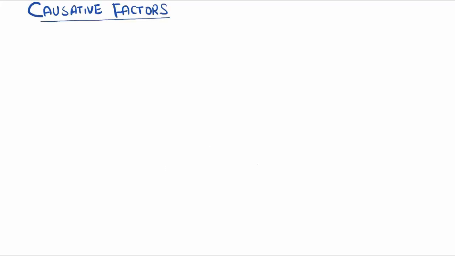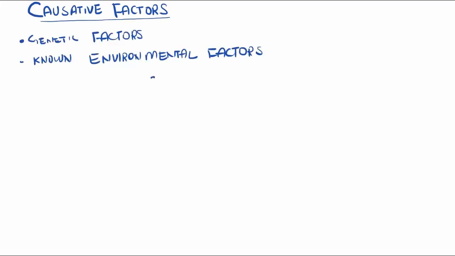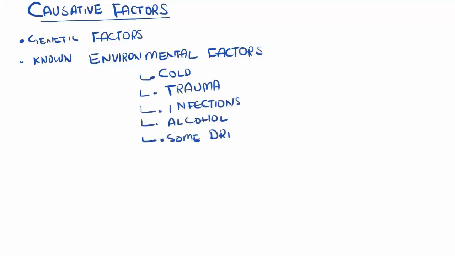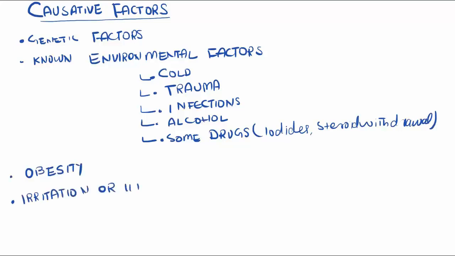It has both a genetic basis and non-genetic environmental triggers such as cold, trauma, infections, alcohol intake, and some drugs like iodide and steroid withdrawal. Injury or irritation to normal skin tends to induce lesions of psoriasis at their site, and obesity also worsens the psoriasis. Now, clinical features of psoriasis.